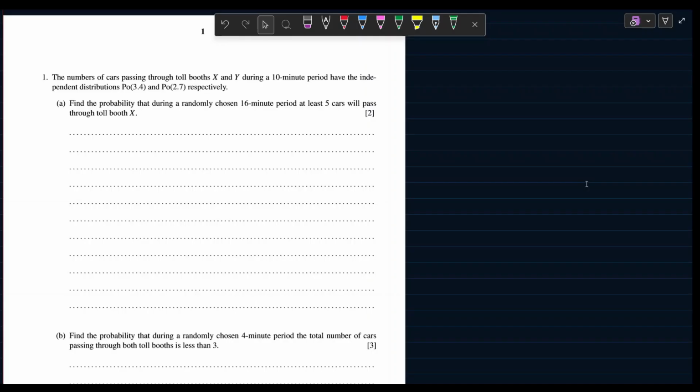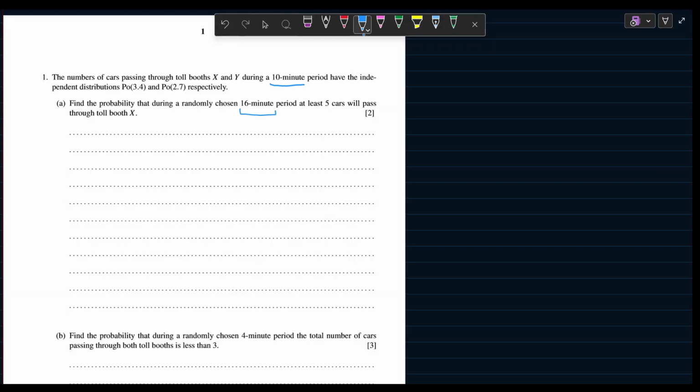Number 1. The numbers of cars passing through toll booths X and Y during a 10-minute period have the independent distributions Poisson with lambda 3.4 and Poisson with lambda 2.7 respectively. Part A. Find the probability that during a randomly chosen 16-minute period, at least 5 cars will pass through toll booth X. Alright, so notice that initially when we are given these numbers, these were defined for a 10-minute period. But in our question, we are dealing with a 16-minute period.